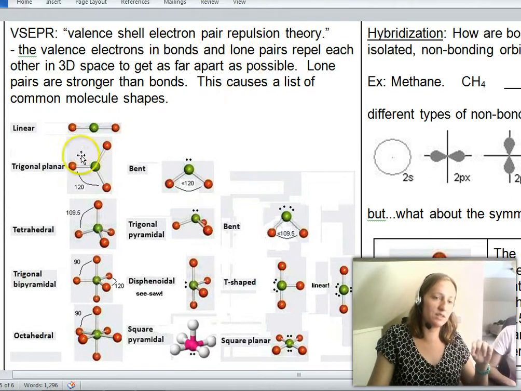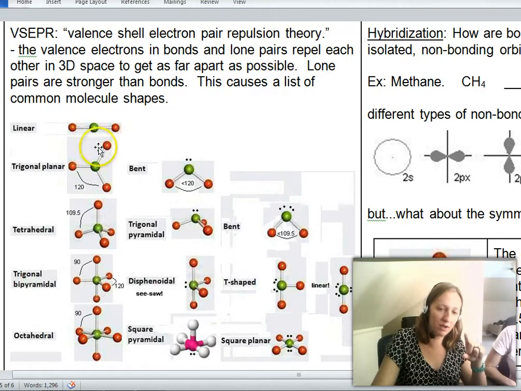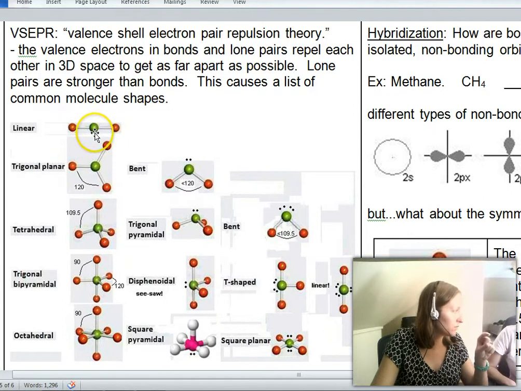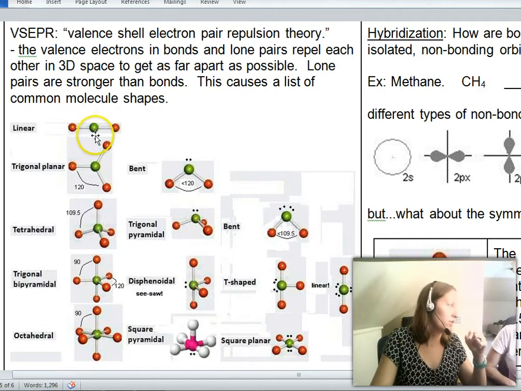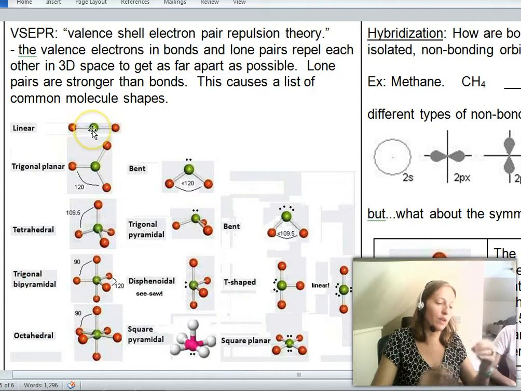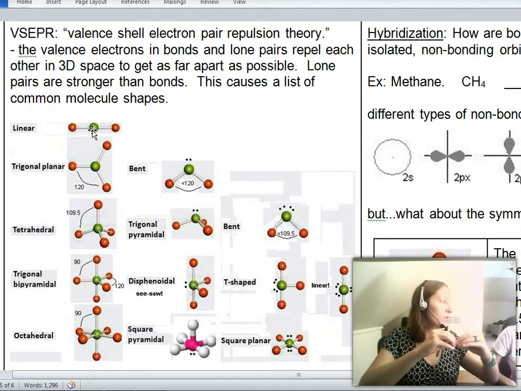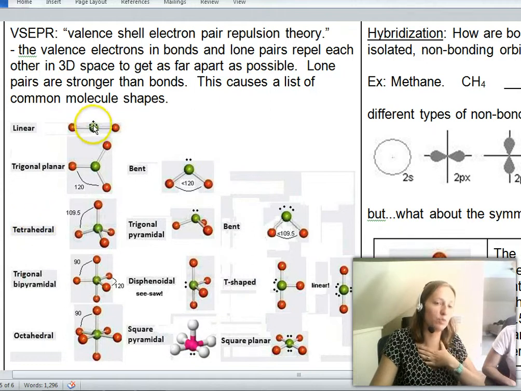Our central atoms are green, in this case. If you have two valence shell electron pairs on the outside of this atom, they're going to repel each other in 3D space and get as far apart from one another as they can. So they end up going, help, stay away. You end up having a 180 degree angle between them, because they're staying as far apart as possible. So when you have a central atom with two dudes, you end up with a linear shape and a 180 degree angle.